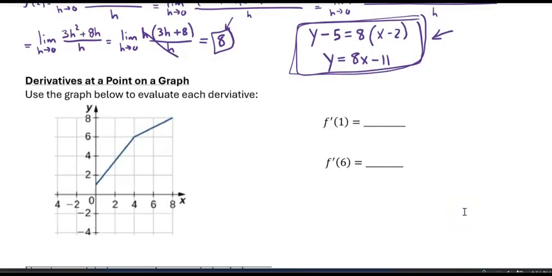Let's take a look at derivatives at a point on a graph. So here we just have a picture. We don't have the function. It says use the graph below to evaluate each derivative. So the first one is, what is f prime of 1? What is the value of the tangent line, or the slope of the tangent line at x is 1? So that'll be about right here on the graph where x is 1. If we go up to the graph, put a point right there.